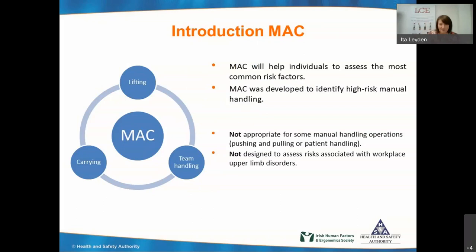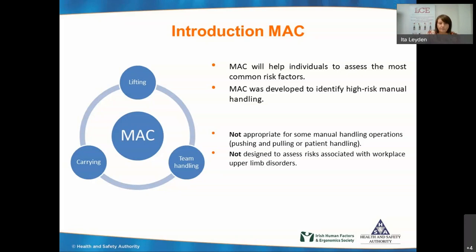When you're using the MAC guidance document, what you'll see as you flick through is that the top of the pages have different colors. You have a blue band across the top of the guidance document, and that's the guidance you're going to use when you're carrying out a lifting operation. If you go as far as page 8, you'll see that the color band across the top changes to red, and that's the guidance you would use for a carrying operation. And as you scroll through to page 13, the top band changes to a teal color, because that's the guidance you'll use when carrying out an assessment of a team-based handling activity.